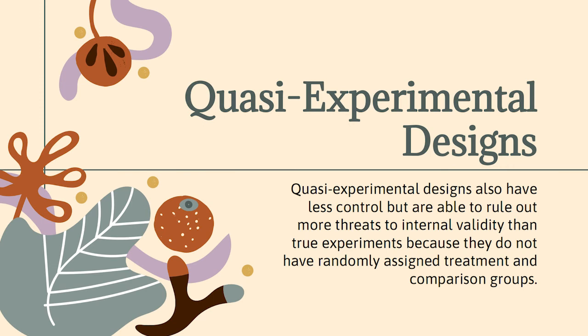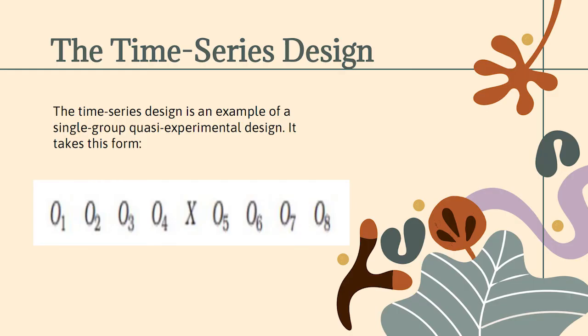Quasi-experimental designs. Quasi-experimental designs also have less control but are able to rule out more threats to internal validity than true experiments because they do not have randomly assigned treatment and comparison groups. A few examples of quasi-experimental designs follow. 1. The time series design. The time series design is an example of a single-group quasi-experimental design.